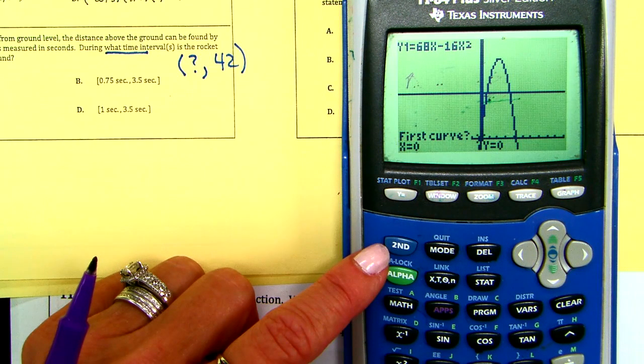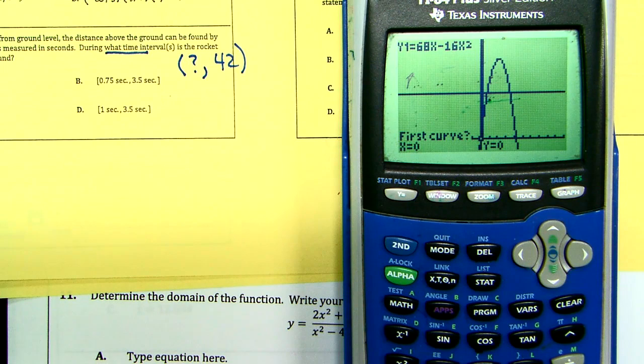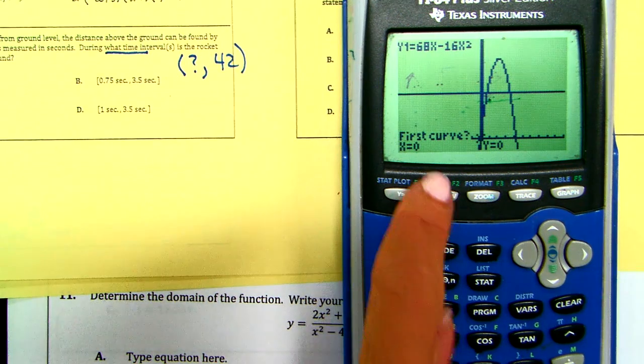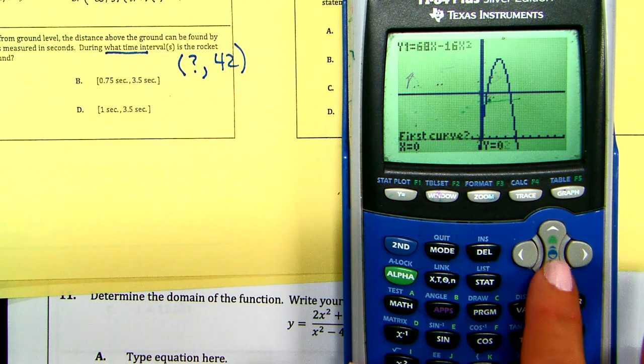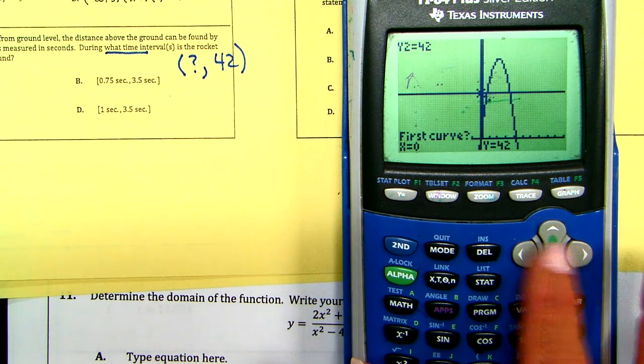Really simple, guys. Instead of left bound, right bound, it'll say first curve, second curve. Just get on either side of whatever you're looking for. In this case, it's the intersection. So I'm looking for my cursor. Okay, there it is.